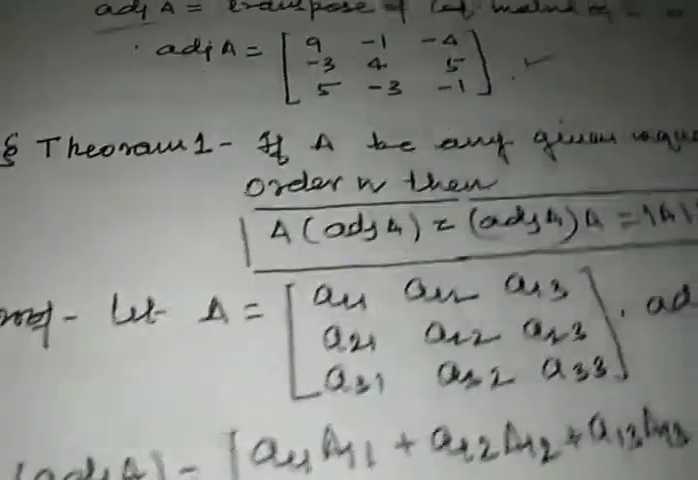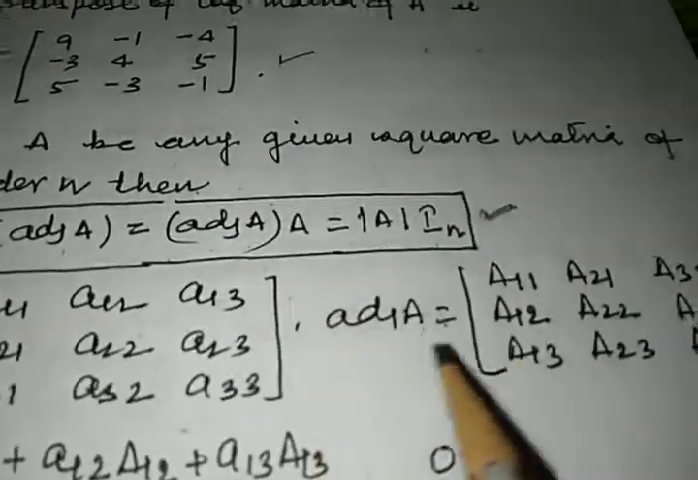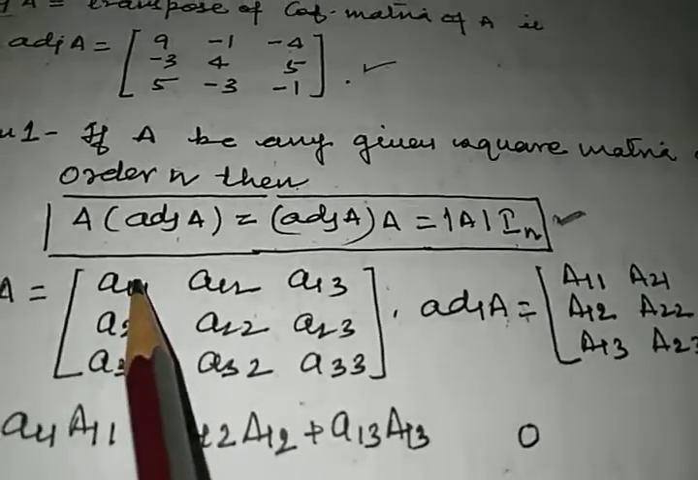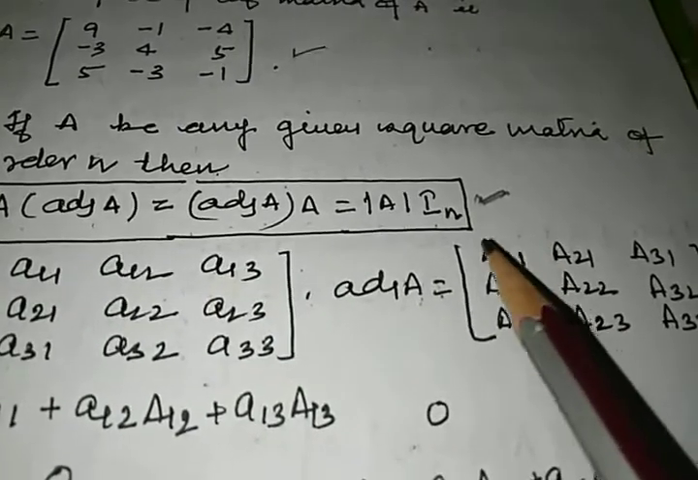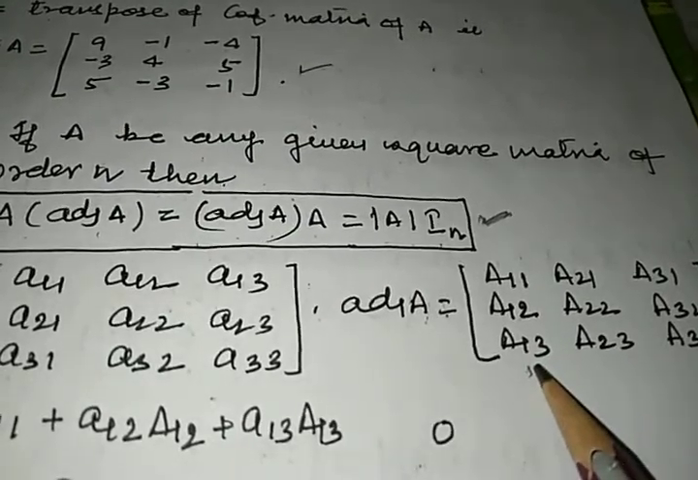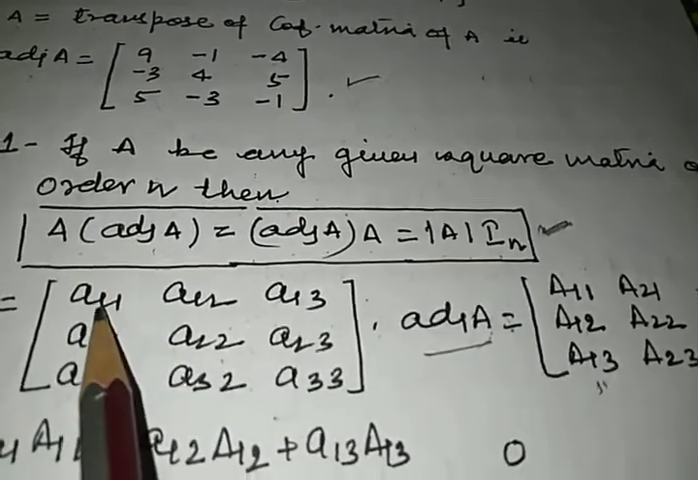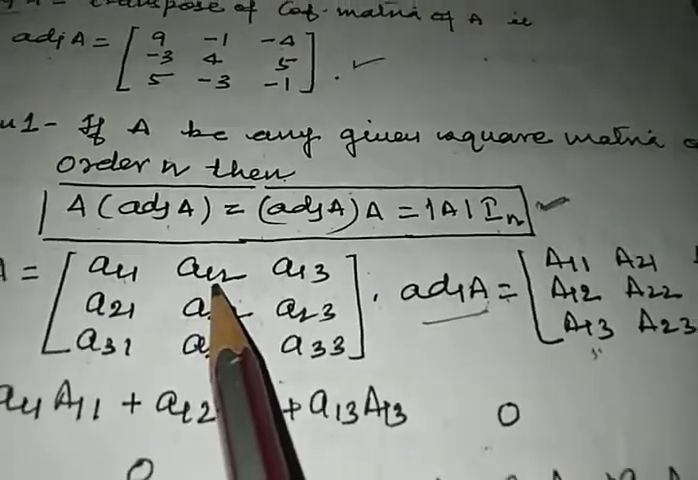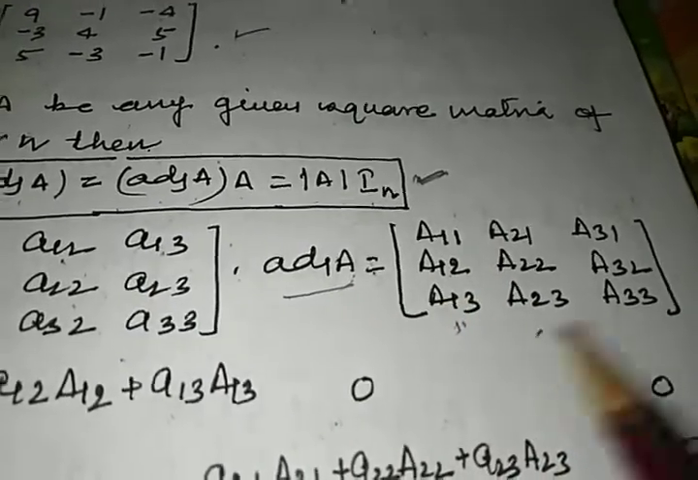Now let A be equal to this, see carefully, all the elements are here. Then adjoint A means its cofactors will be A11, A12, A13. I have taken all the transposes of the cofactors already here. So I have taken adjoint A from here, where capital A11 is the cofactor of this, capital A12 is the cofactor of this, capital A13 is the cofactor of this. So this is your adjoint A.